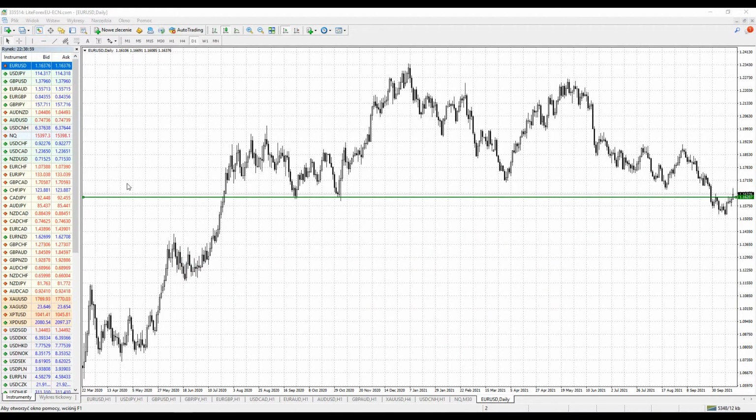Also, if we are talking about the Tokyo session, so we are talking about more day trading right now, very similar patterns are visible, of course, if we have had a quiet Tokyo session. All right, that's quite important.